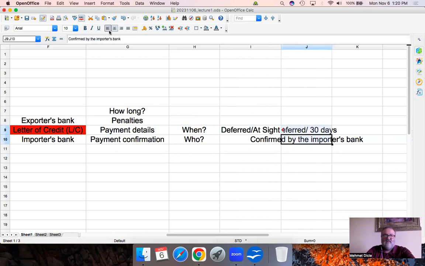So what is being confirmed? Well, the payment obviously is being confirmed. It's a deferred payment at 30 days. It simply means that once the goods are on the board, free and clear, the payment needs to be made by the importer within 30 days, at max 30 days.